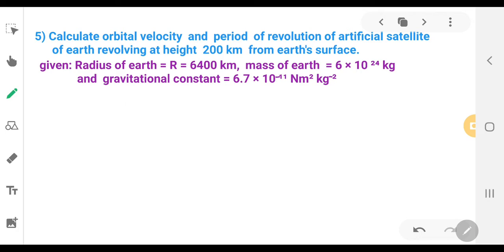Okay, so let us calculate the orbital velocity first. So orbital velocity value is v naught is equal to root of capital G into m divided by r plus h.